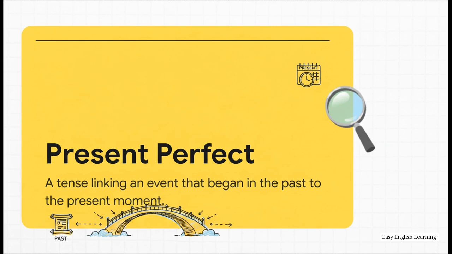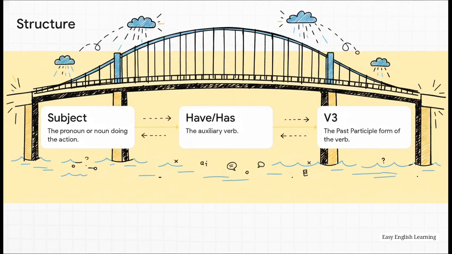Well, think of it as a temporal bridge that links the past directly to the present. It means an event began in the past, but it still has a very real connection to the present moment right now. It's quite literally a bridge spanning across time. To actually build that bridge, the formula is delightfully simple. We start with our subject, we add the auxiliary verb, have or has, and we finish it all off with the past participle, which you'll often hear called V3.